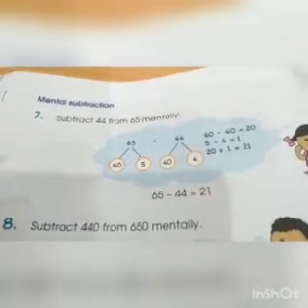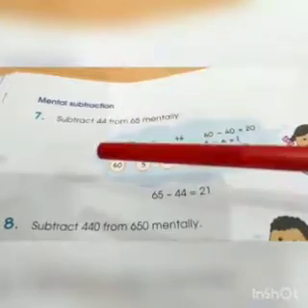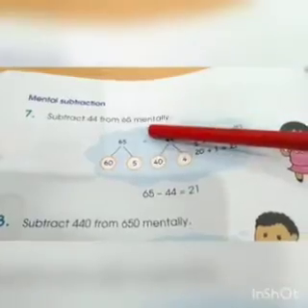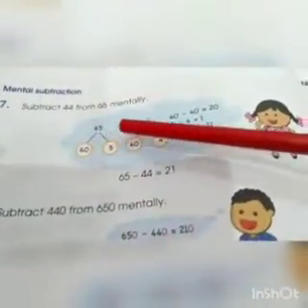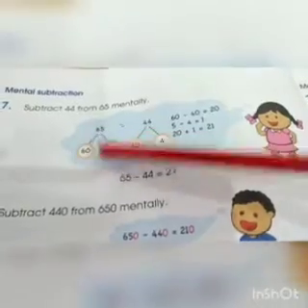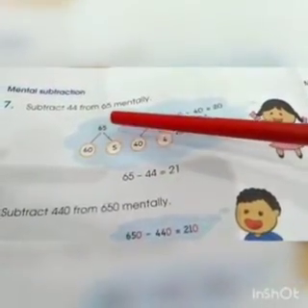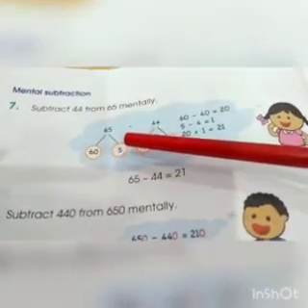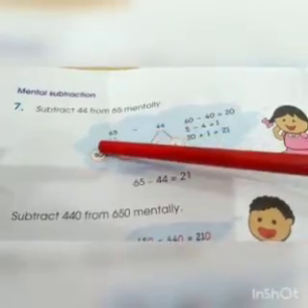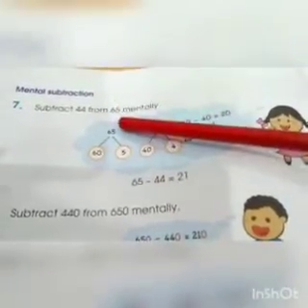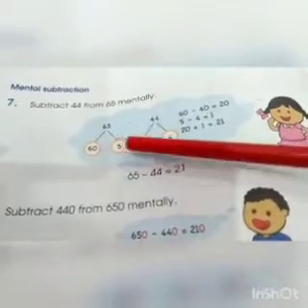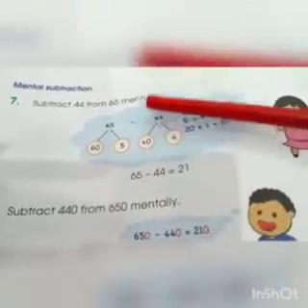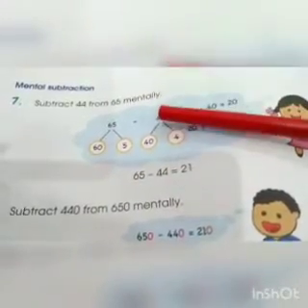Moving toward page number 41, mental subtraction. Question number 7, subtract 44 from 65 mentally. Okay, 65 is a whole number and the two parts connect with the whole number. This is called a number bond. A number bond consists of 3 boxes, a whole number and 2 parts that connect with the whole number. 60 plus 5 makes 65, the sign of minus. 44 is a whole number, 40 plus 4 makes 44.